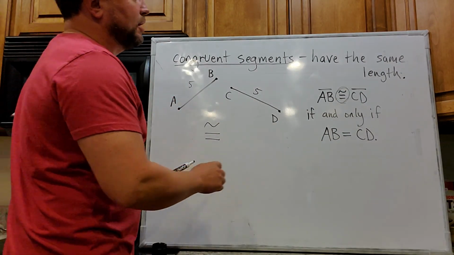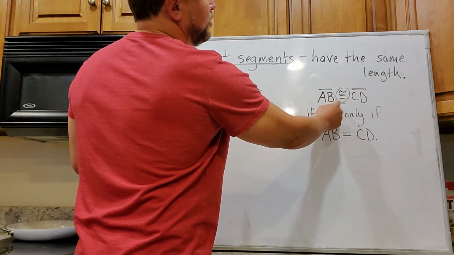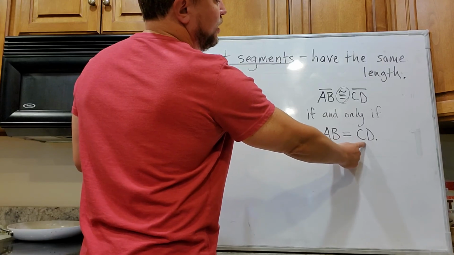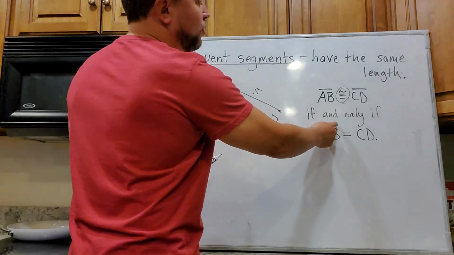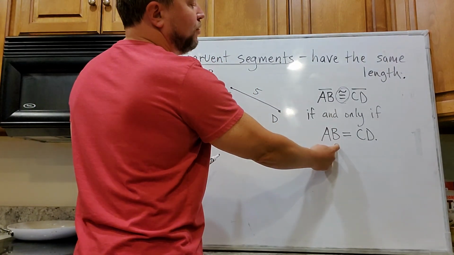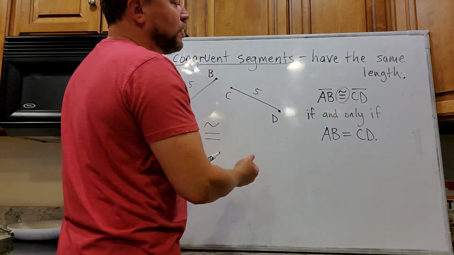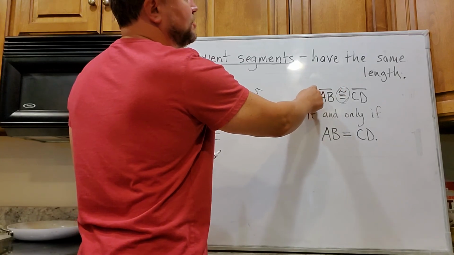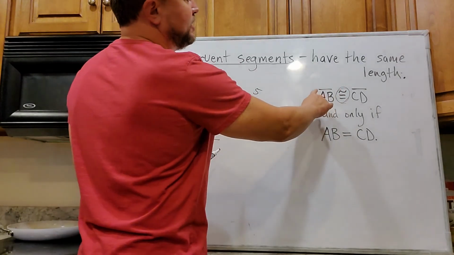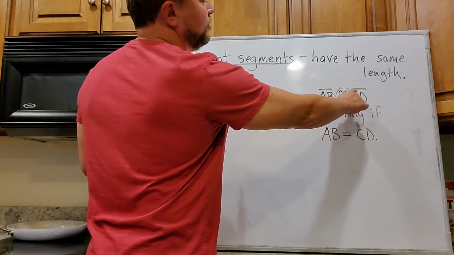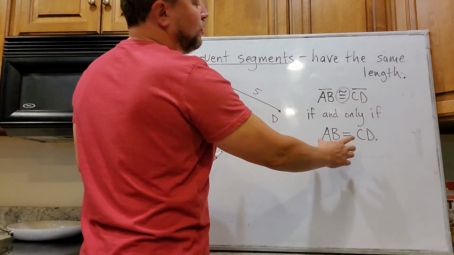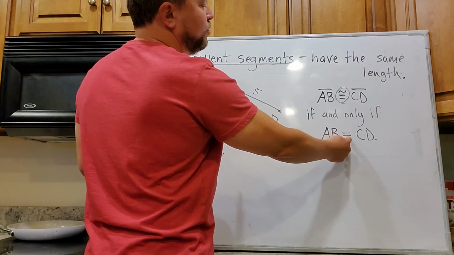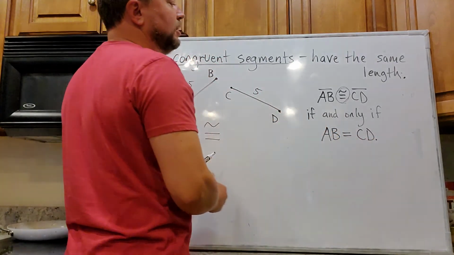So we can say then that segments are congruent if and only if they are equal in length. When I don't put a segment above it, that refers to the length of a segment. When we do put a segment above it, then it's read literally as segment AB. So this says segment AB is congruent to segment CD, which means then the length of AB is equal to the length of CD.